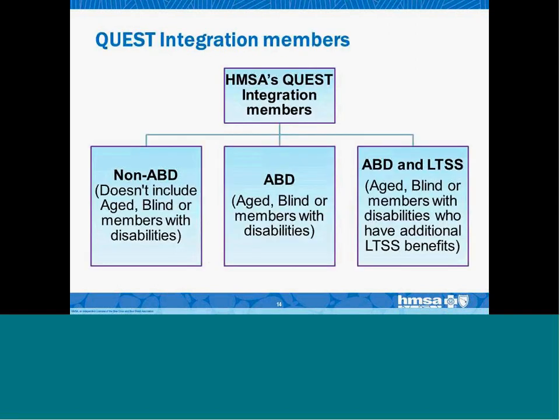Described simply, Quest integration members fall into one of three groups. We have our non-ABD, which does not include the aged, blind, or members with disabilities. The second group is ABD, which includes the aged, blind, and members with disabilities. And the third group is the ABD and LTSS. And these are the aged, blind, or members with disabilities who have additional LTSS benefits.